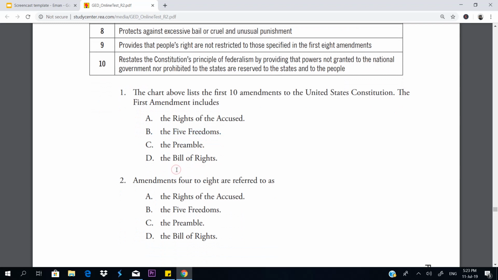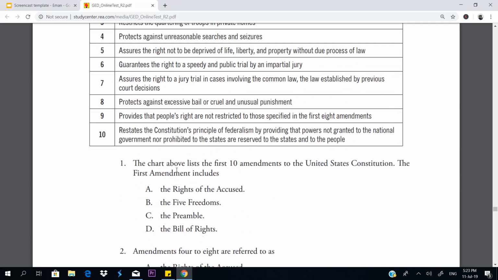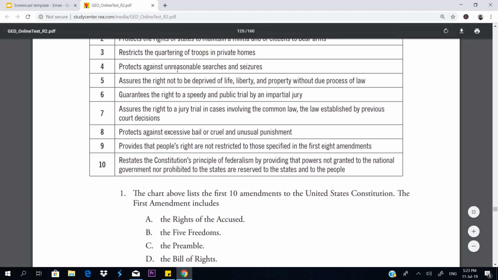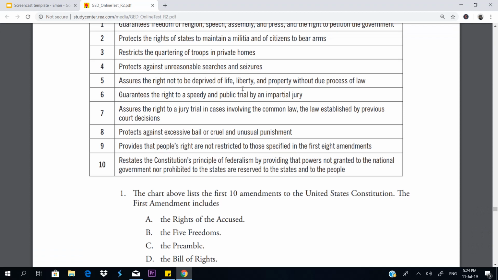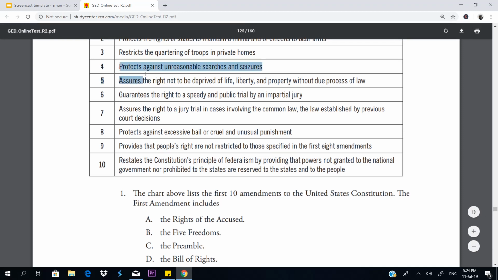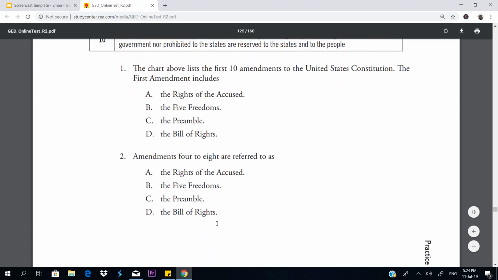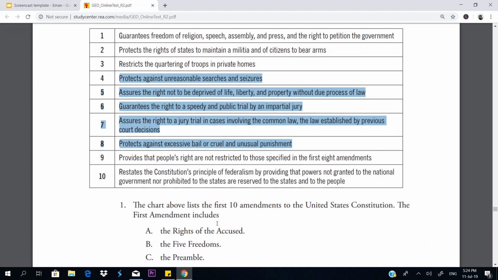Number 2, Amendments 4 to 8 are referred to as, let's have a look. We have protects against unreasonable searches and seizures, assures the right not to be deprived of life, liberty and property without due process of law, guarantees the right to a speedy and public trial by an impartial jury, assures the right to a jury trial in case involving the common law, the law established by previous court decisions, and protects against excessive bail or cruel or unusual punishment. Now, something that jumps out at me here when we read 4 to 8 is the fact that all of these are about legal proceedings, about how you should treat people who are accused of crime.